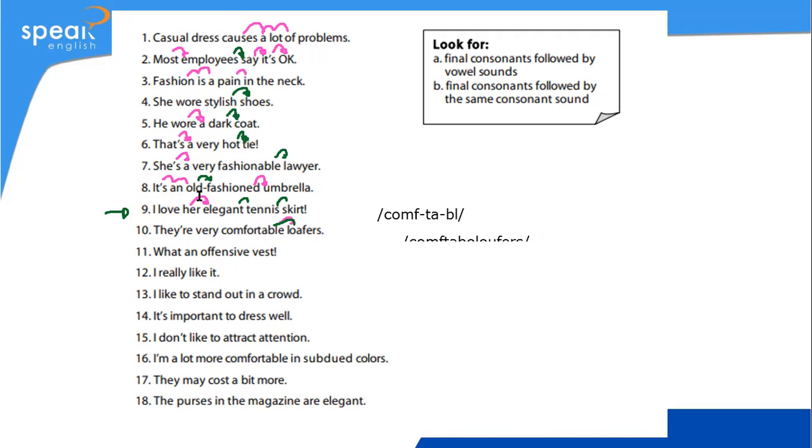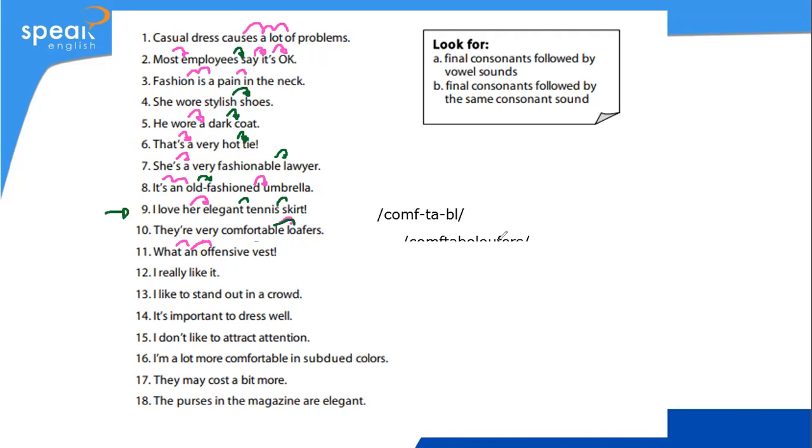All right, great. Let's do 11. What linking sounds do you see in 11? Consonant plus vowel? Where is it? What an offensive. Okay, can we link it one more time? What an offensive. And then the next word is? Offensive vest. Exactly. We're just going to say it once.